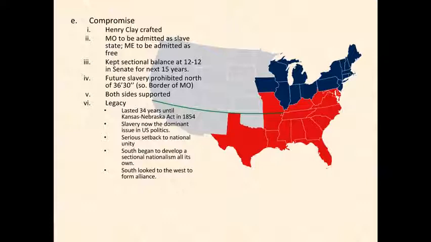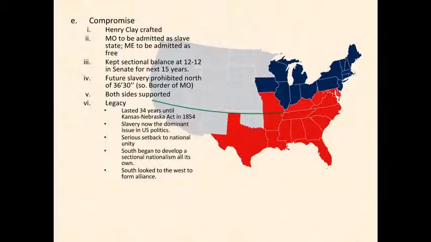But the legacy was that it lasted for 34 years until the Kansas-Nebraska Act of 1854. And we'll talk more about that Kansas-Nebraska Act because it's a huge issue that will come back to this idea of the Missouri Compromise, and states deciding on whether or not there should be slavery. Slavery was now the dominant issue in U.S. politics. So with the Missouri Compromise, this brings the issue of slavery and states' rights to have slavery to the forefront of political issues in the United States.